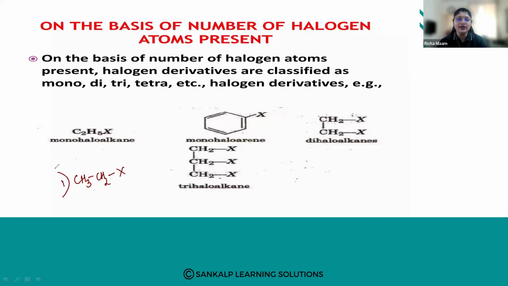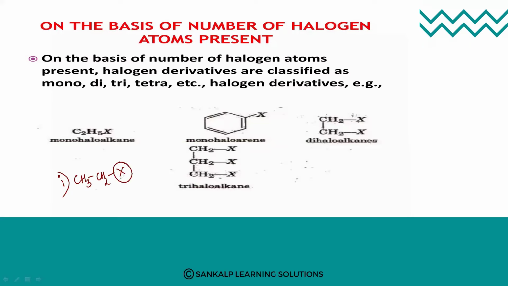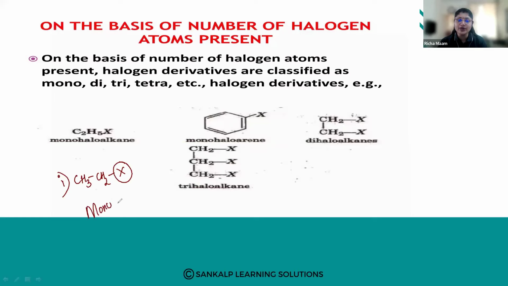Yes, first example. What is the ethyl halide? No, I don't want the name. You can tell me whether it is mono, di, or tri. Dihalide. Di, how di? Only one. Monohalide. Yes, it is a monohaloalkane. Please say it properly. So it is a monohaloalkane.